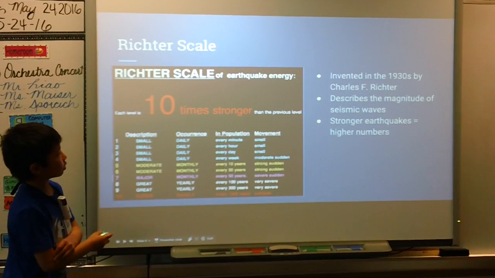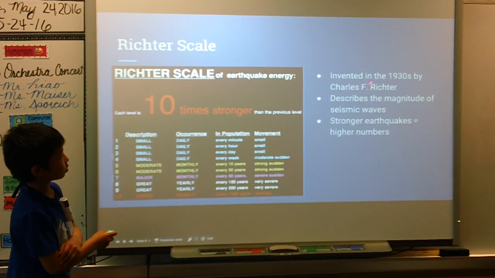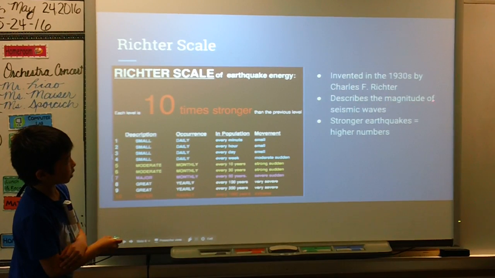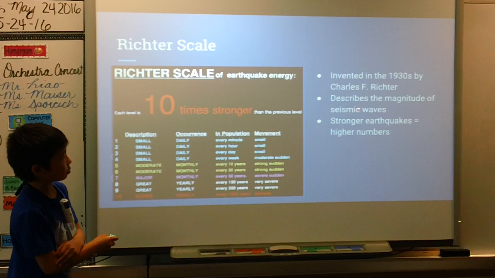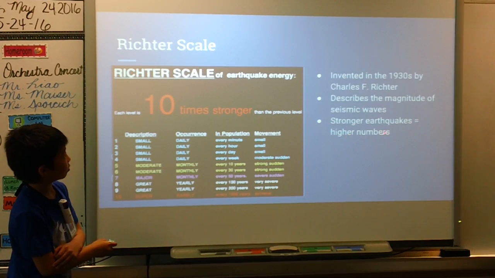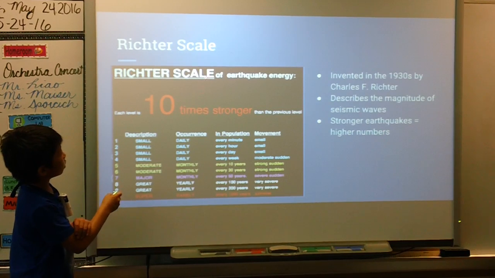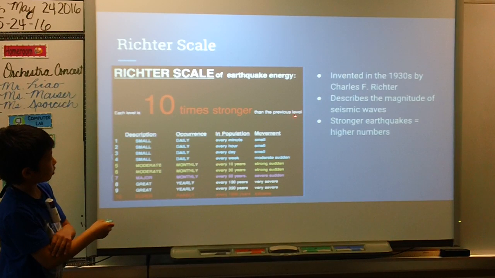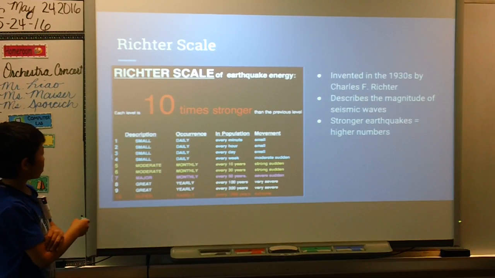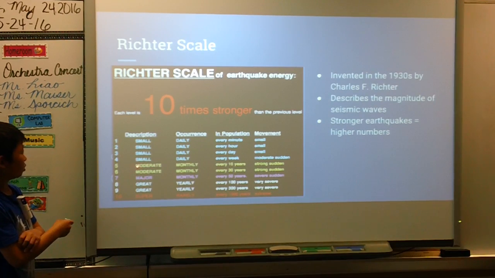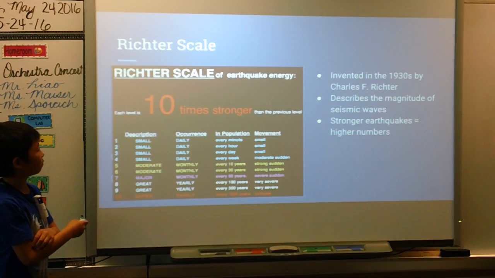The Richter scale, invented in the 1930s by Charles F. Richter, describes the magnitude of seismic waves. Stronger earthquakes equal higher numbers. This is the Richter scale, and each level is 10 times stronger than the previous level. Like level 6 is 10 times stronger than level 5, and level 7 is 100 times stronger than level 5.